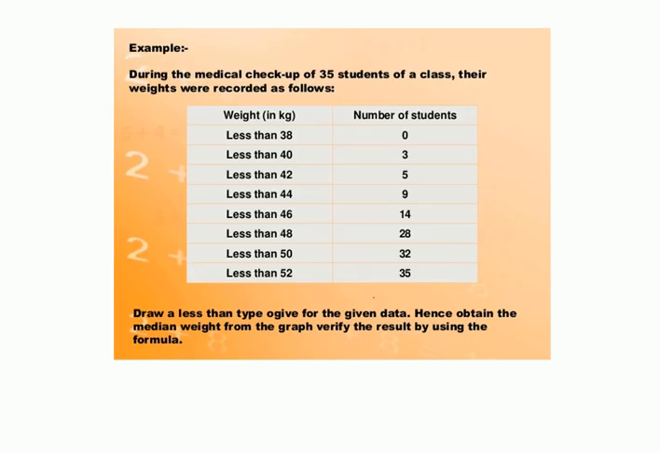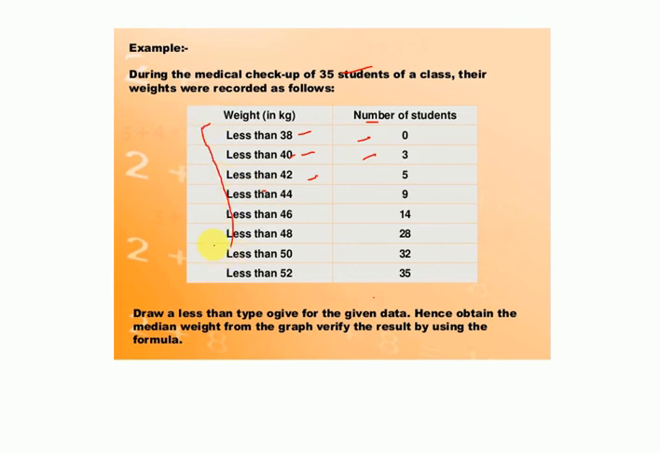Understood? Now move on. So here is one question. During the medical checkup of 35 students of a class, their weights were recorded as follows: less than 38, 0; less than 40, 3; less than 42, 5. Okay, and so on, right?